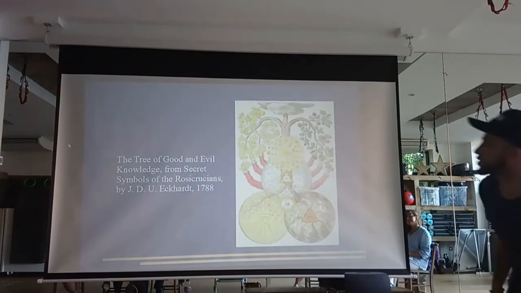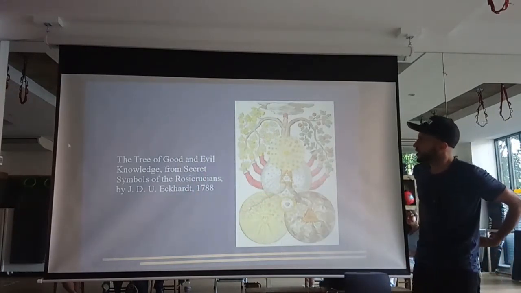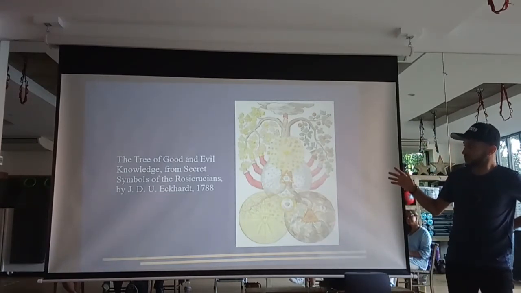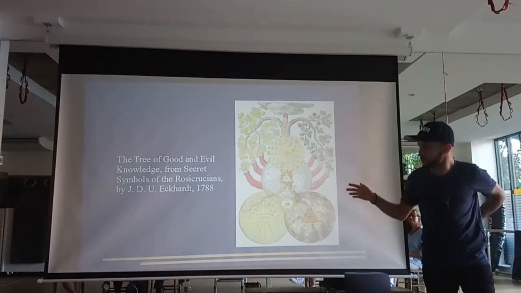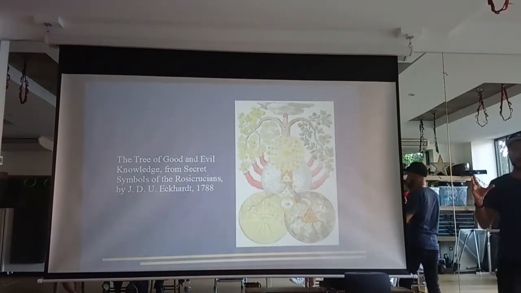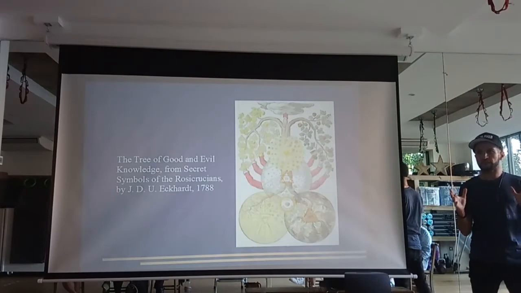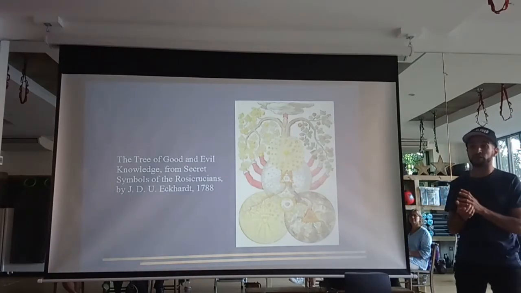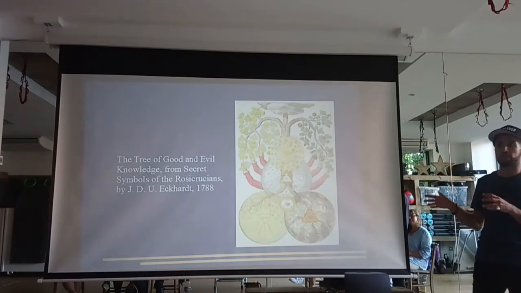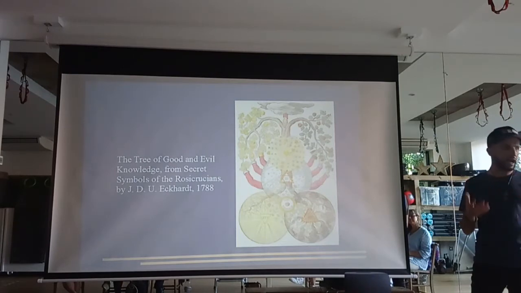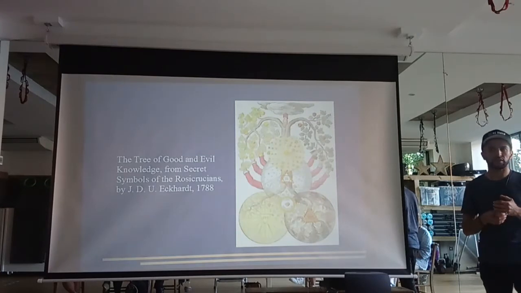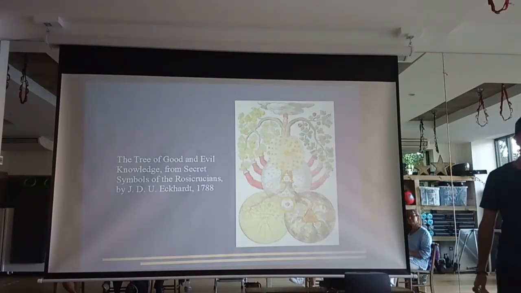So this is the tree of good and evil knowledge, basically from Secret Symbols of the Rosicrucians by Eckhart, 1788. He's done some amazing drawings. You can find this manuscript that he's done in the British Library. So if you want to study a bit more about the symbology and the occult, the alchemical tables and how they use alchemy as part of the way they affect the human psychology, it's a huge study, but this is one of the main references I use.